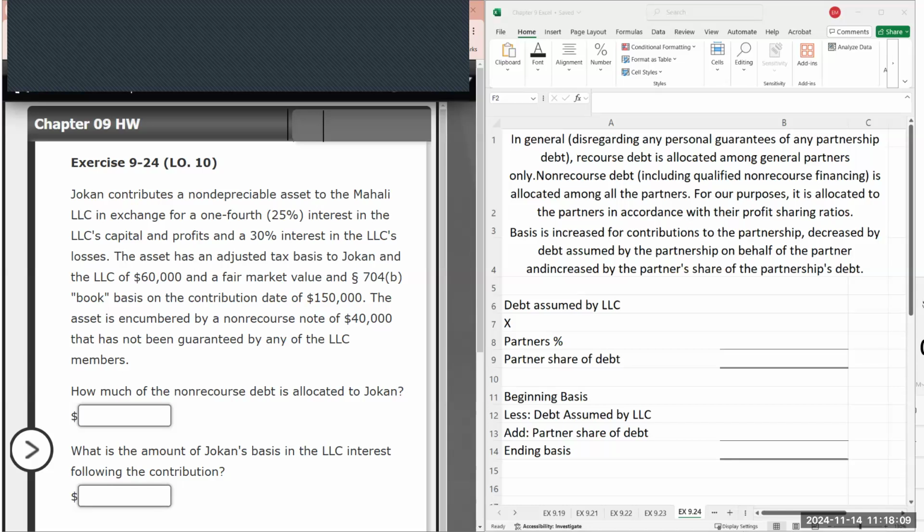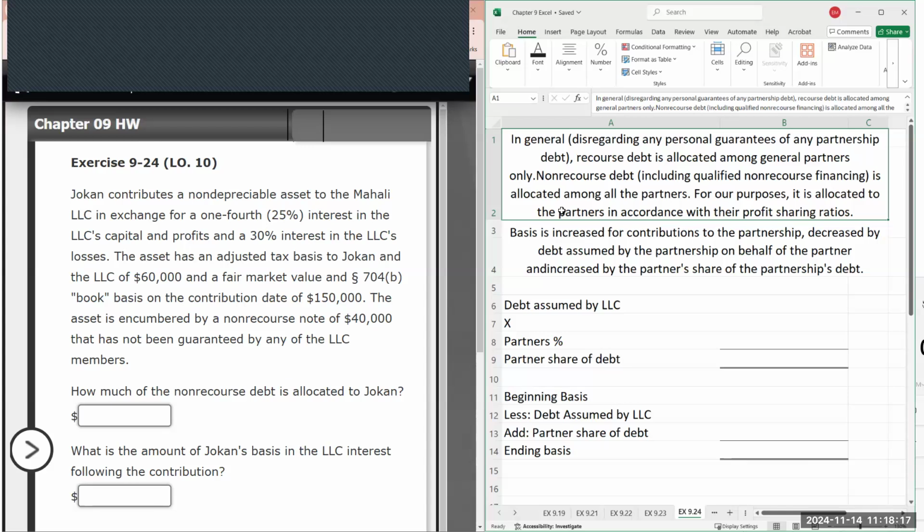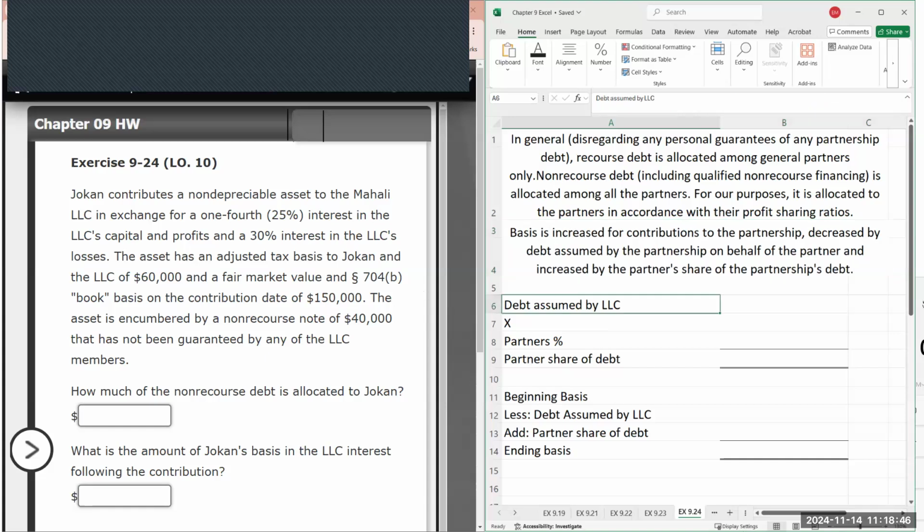In order for us to determine how to answer these questions, here we see in general, disregarding any personal guarantees, recourse debt is allocated among the general partners only, and non-recourse debt, which includes qualified non-recourse financing, is allocated among the partners. For our purposes, it's allocated to the partners in accordance with their profit sharing ratios. Basis, as we know, is increased for contributions to the partnership, decreased by debt assumed by the partnership on behalf of the partner, and increased by the partner's share of partnership debt.